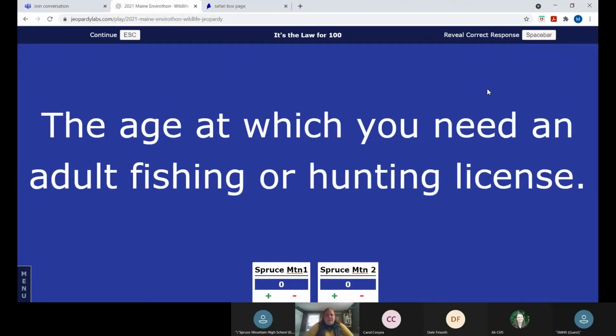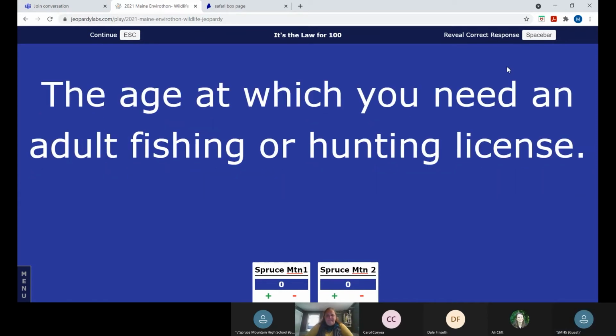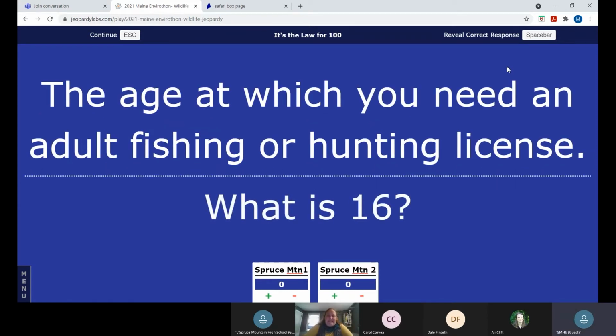At which age do you need an adult fishing or hunting license? 16. What is 16 years old? What is 16? Good job.